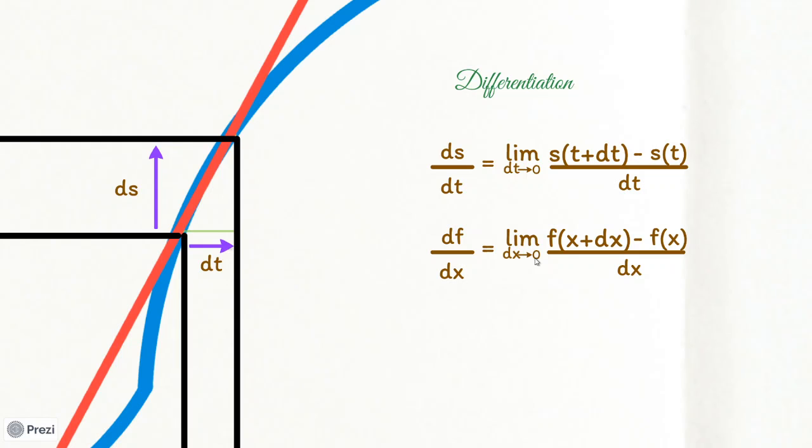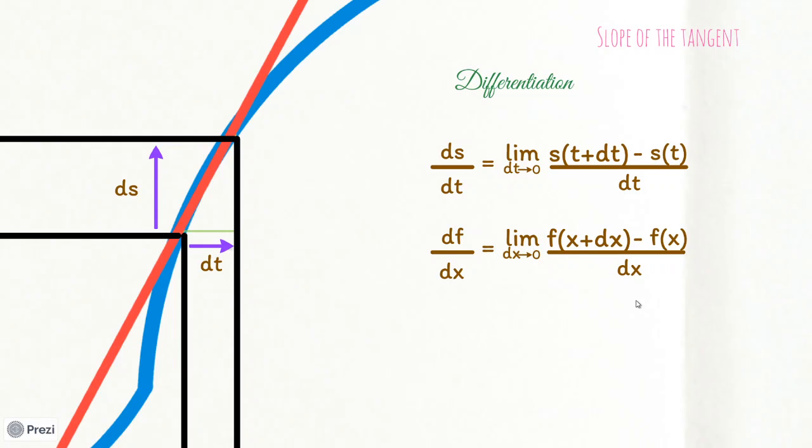I want you to understand that this df by dx is how you represent differentiation, but it is a short form of this thing. This is actually what differentiation is all about. This is the real formula for differentiation, but it is always difficult to write this every time, so we use a short form, and that short form is like this.